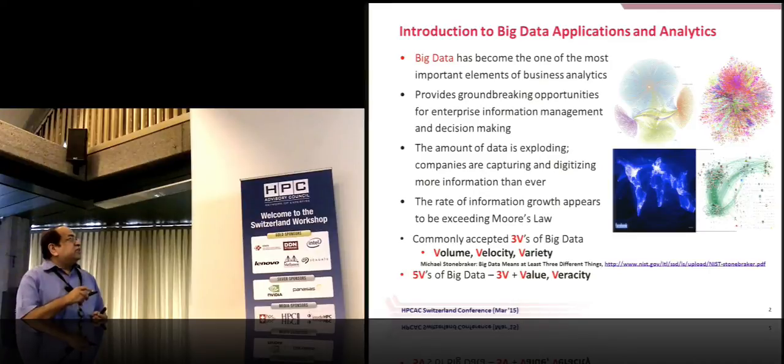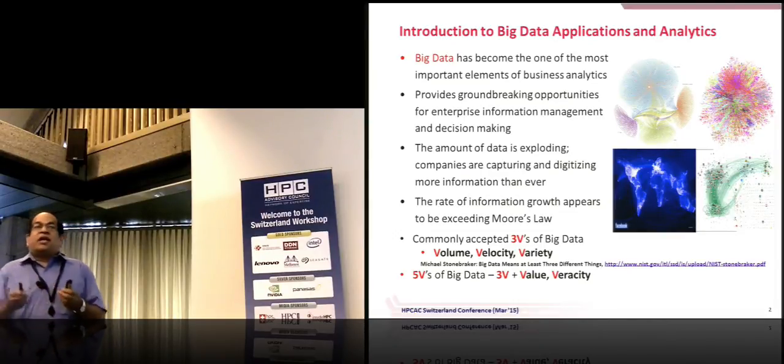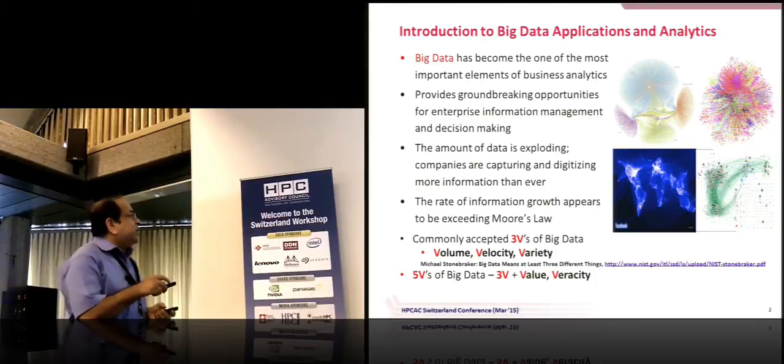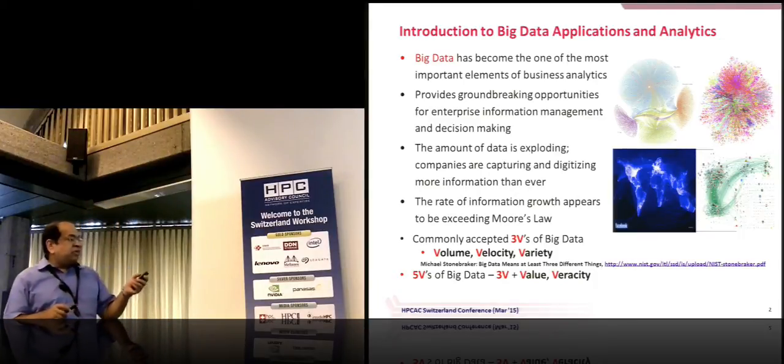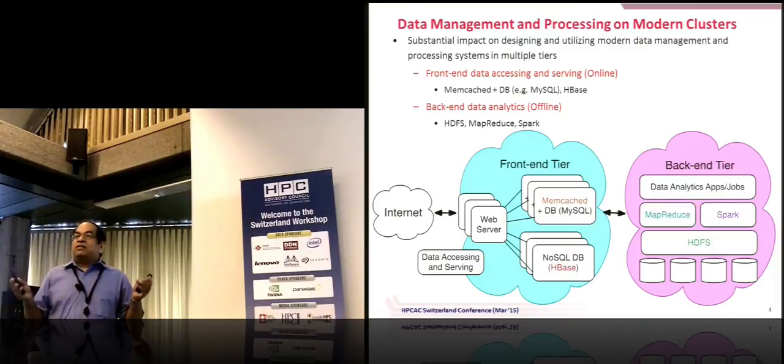The rate of information growth appears to be exceeding Moore's law, and those of you who are familiar know that a lot of different V's have been introduced to characterize big data, like volume, velocity, variety, value, etc.